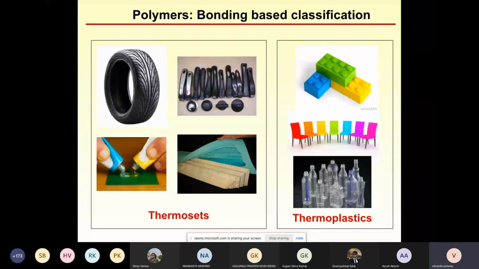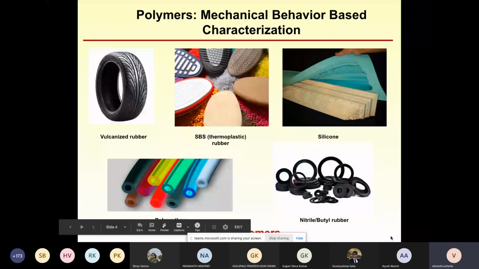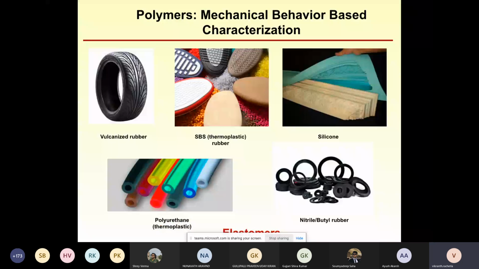Now, another classification of polymers is based on their mechanical behavior. You may be dealing with polymers which are very stretchy, okay, which you can deform to a good extent, and such polymers are referred to as elastomers. Unlike metals, elastomers can be stretched to very large strains.